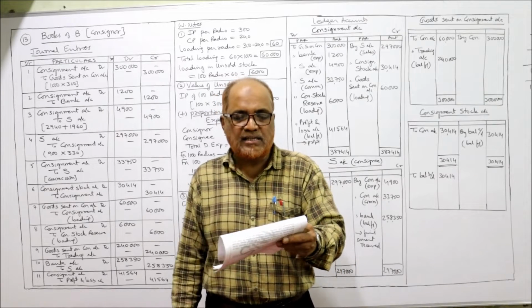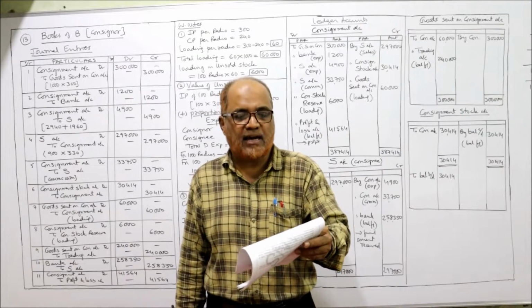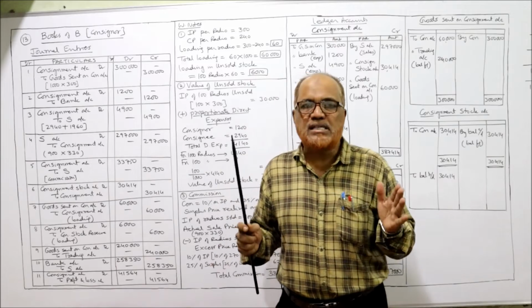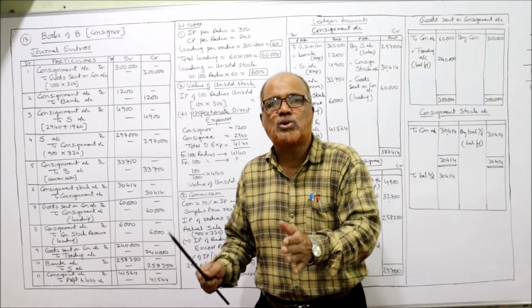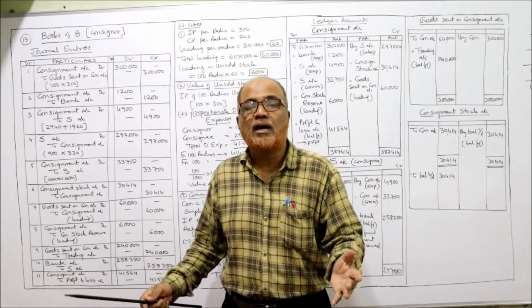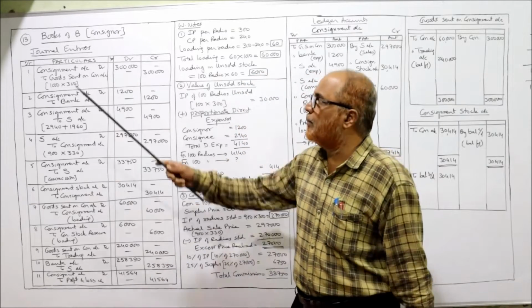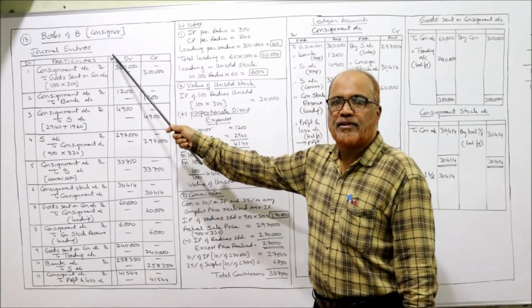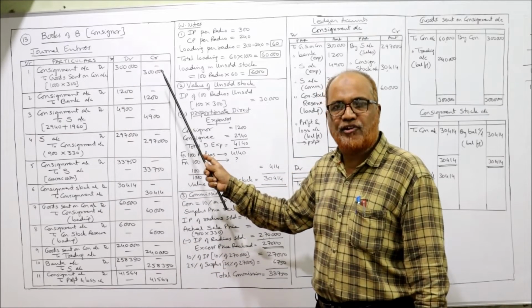You are required to pass necessary journal entries and show the consignment account and S account in the books of B. So we are required to pass the journal entries and make the ledger accounts in the books of B. Who is B? Consignor. So now I am going to start the problem. Books of B, consignor, journal entries. I have drawn the format of the journal: date, particulars, LF, debit, credit.